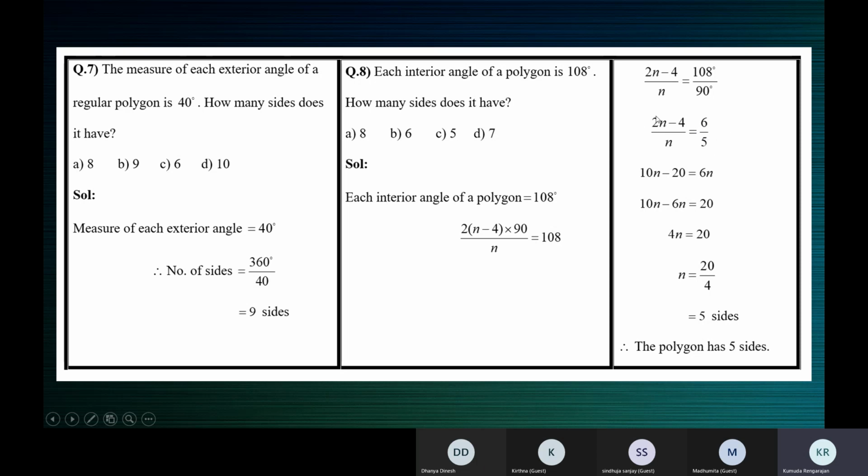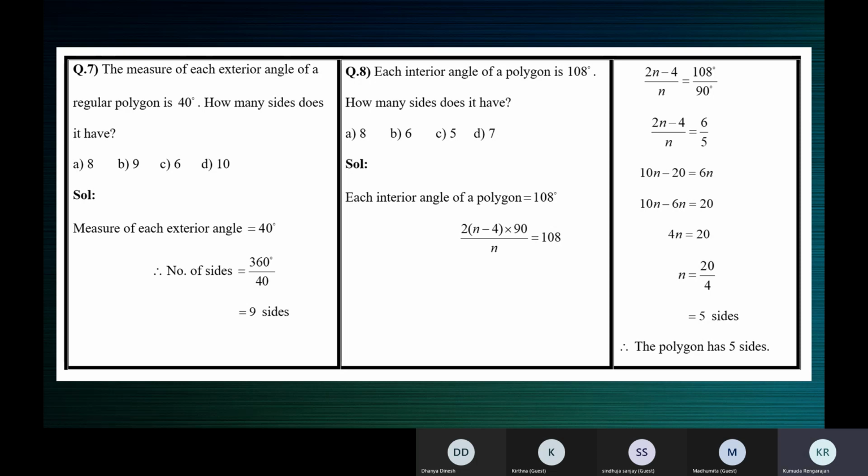Now cross multiply. So you'll get 5 into (2n minus 4), which will be 10n minus 20. We know how to do this, right, children? Cross multiplication, we finished linear equations. You should be able to do this. 5 into 2n is 10n. 5 into minus 4 is minus 20, is equal to 6 into n, 6n. Now transpose the 6n to the left hand side. So 10n minus 6n is equal to 20. So 4n is 20, n is 20 by 4, which is 5.